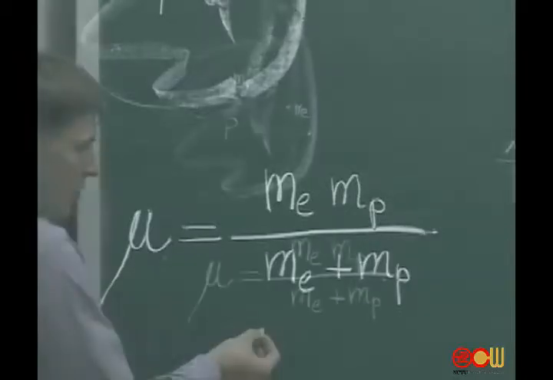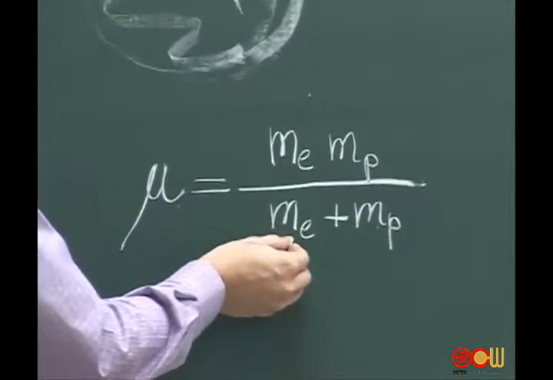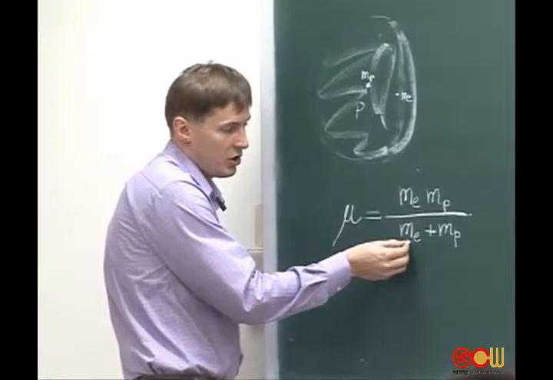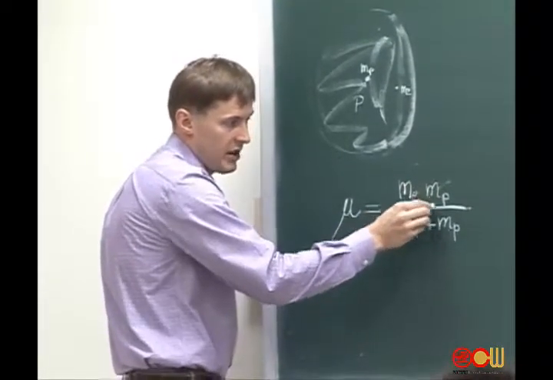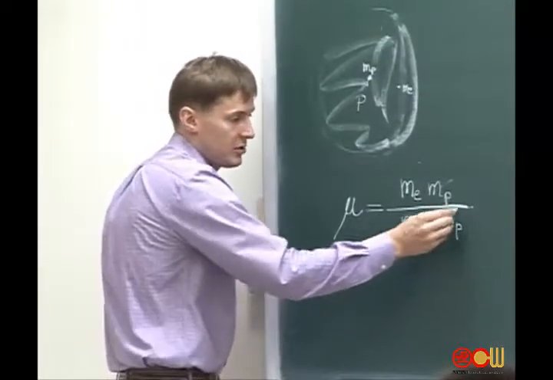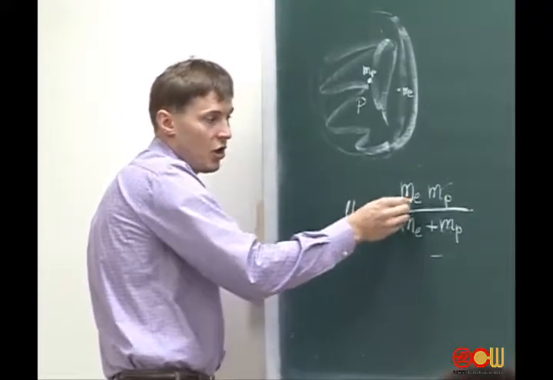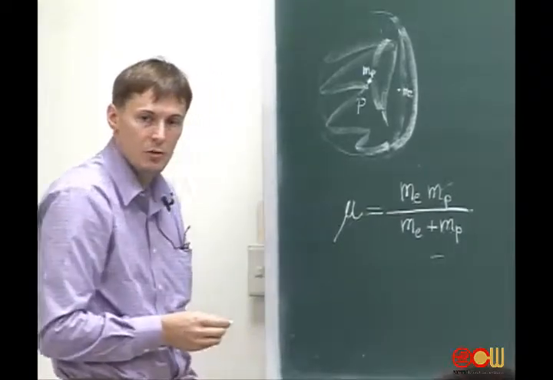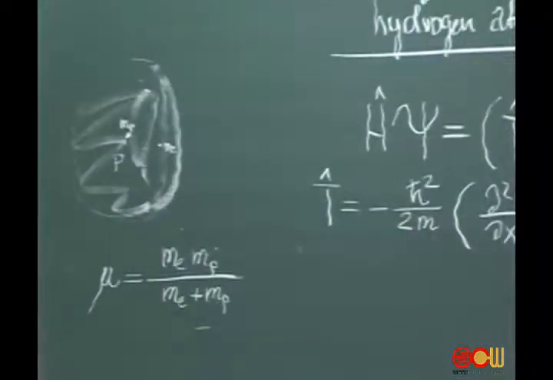But if you look at this, you see the mass of the proton is around 2000 times larger than the mass of the electron. So this one is very small compared to this. If we just divide by this, we have here 1 and here a very small number. So the denominator is very close to 1. So it's almost the mass of the electron, very, very close to the mass of the electron. So it's not a big complication for thinking about the problem. The only difference is that here, instead of m, I will be using the reduced mass.